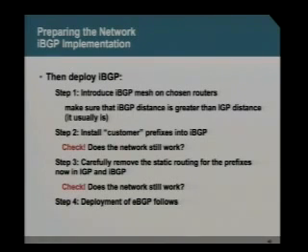Step 2, you put the customer prefix into iBGP, and everything should still just work. Because if you've already got static routes doing that job, there'll be no difference. The static routes will still override the iBGP entries. The big one is step 3. Carefully remove the static routing for the prefixes now in IGP and iBGP. So there you've got to do the check: does the network still work?